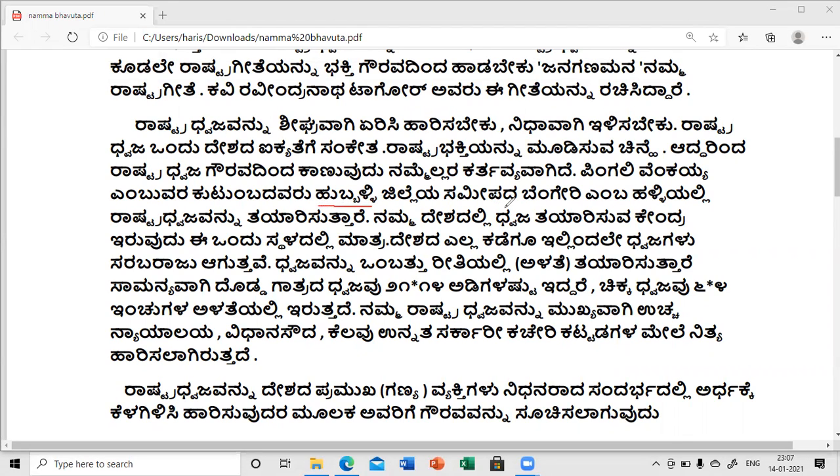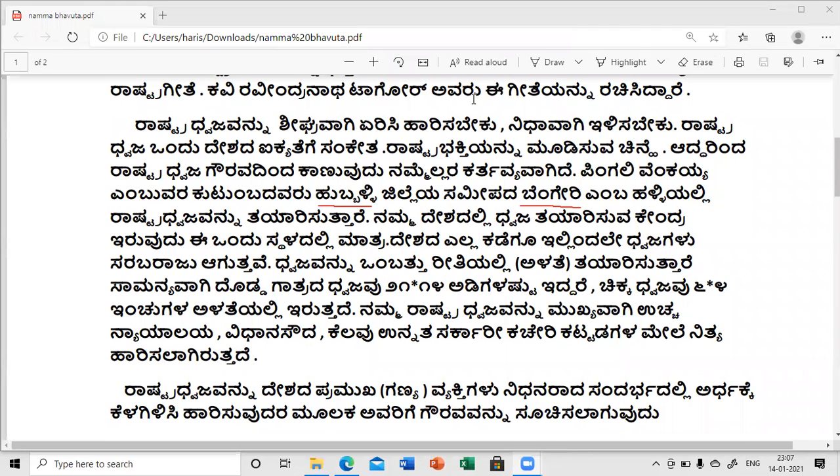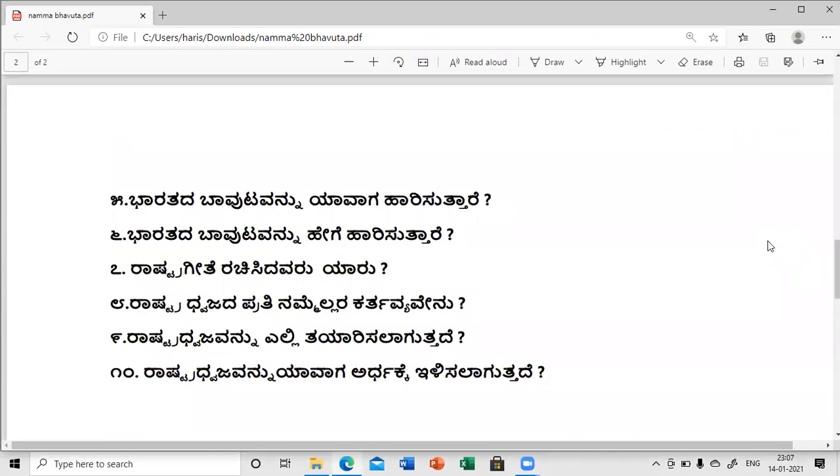So here you see that we have this place given. Once you locate this place, you would know that this sentence has this answer. ಪಿಂಗಲಿ ವೆಂಕಯ್ಯ ಎಂಬುವರ ಕುಟುಂಬದವರು ಹುಬ್ಬಳ್ಳಿ ಜಿಲ್ಲೆಯ ಸಮೀಪದ ಬೆಂಗೇರಿ ಎಂಬ ಹಳ್ಳಿಯಲ್ಲಿ ರಾಷ್ಟ್ರಧ್ವಜವನ್ನು ತಯಾರಿಸುತ್ತಾರೆ. So this is the place. Okay, so once we get this place, we get this answer. So for each question, you would actually need just a few seconds if you really concentrate and comprehend the passage. All right. Okay.